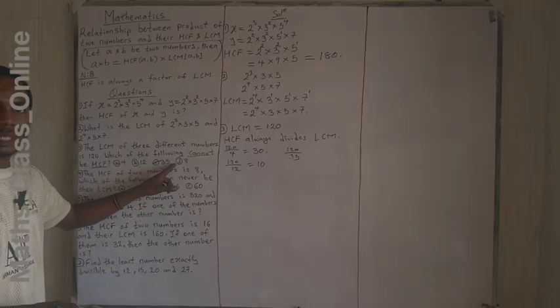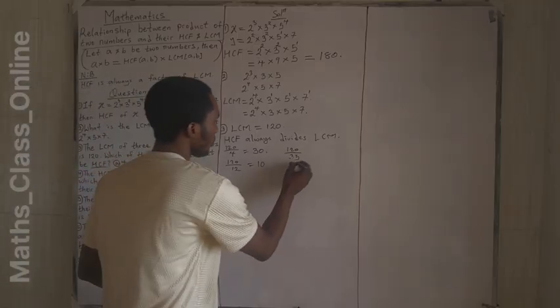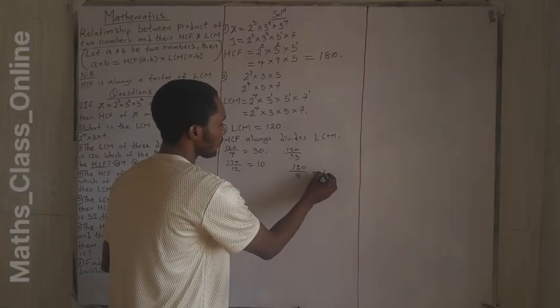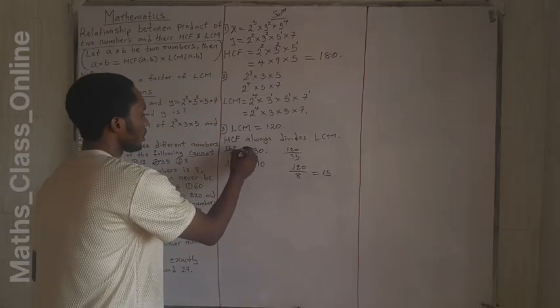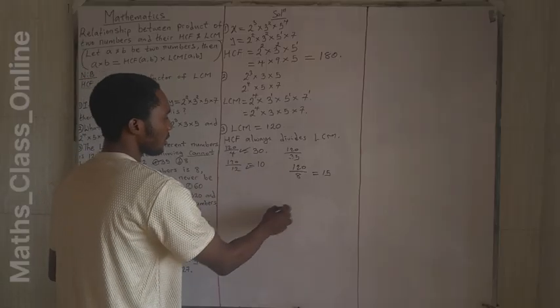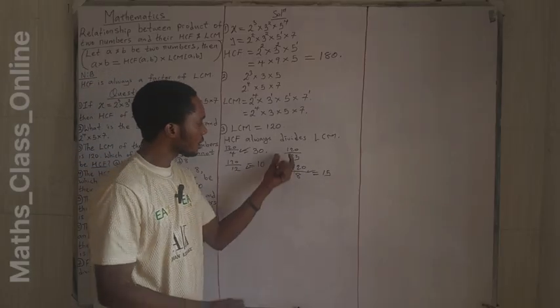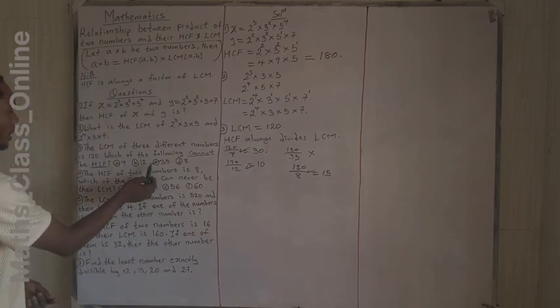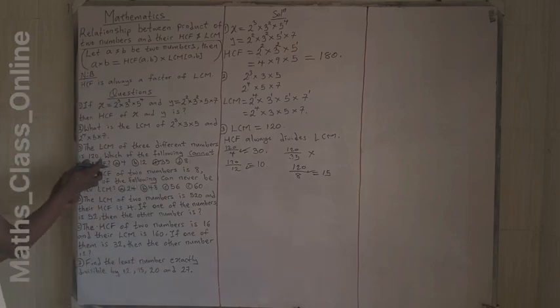Let's test for the last number here, which is 8. 120 divided by 8 is 15. This is divisible by 4, divisible by 12, divisible by 8, but not divisible by 35. That means 35 is the number that cannot be the highest common factor of these 3 numbers.